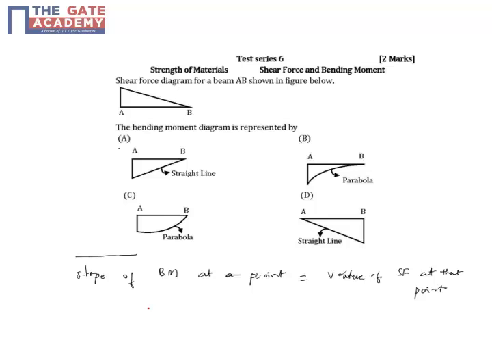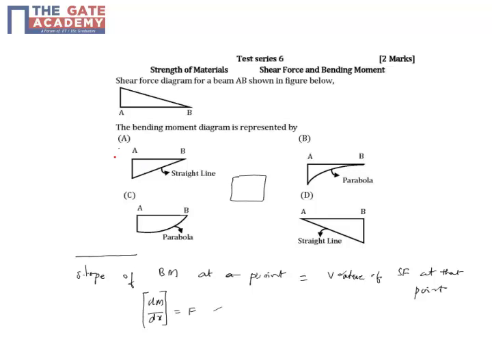This comes from the fact that dM/dx is equal to F. So at any point, the slope, which is nothing but dM/dx, is equal to the value of the shear force. Going by this rule, out of these four we need to select which one is the best. So we'll see the slope of the bending moment. The slope of the bending moment diagram should be such that it's a straight line at all points.